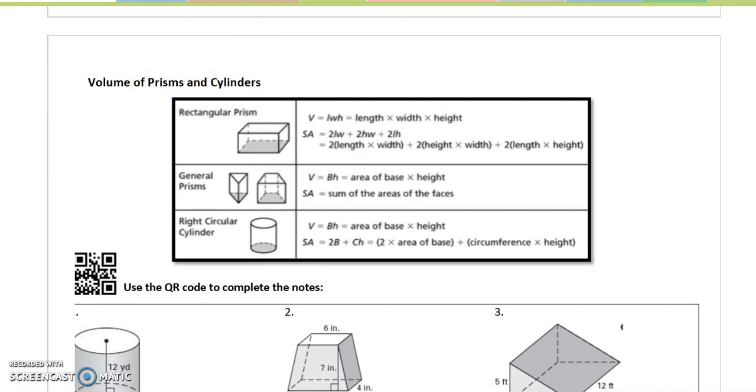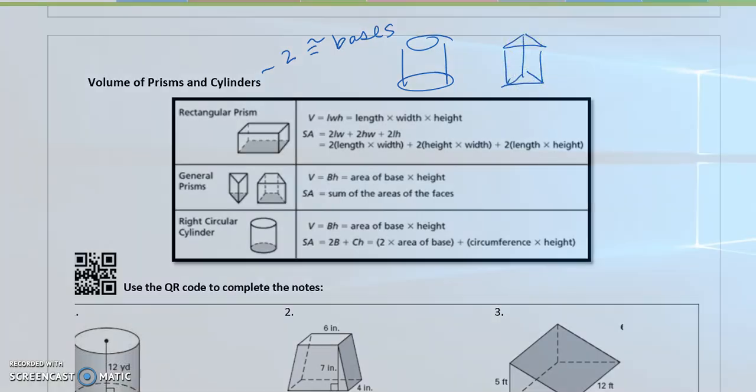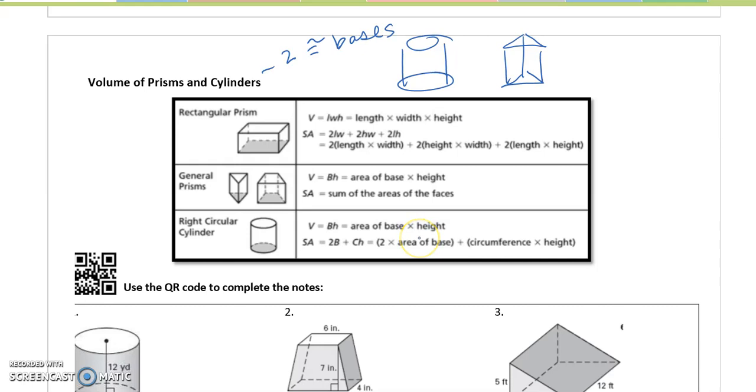Just a reminder, prisms and cylinders have two congruent bases that are parallel to each other. So base 1, base 2, height connects. That makes it a prism or a cylinder. And so we're going to be doing volume today. Volume is a lot simpler than surface area.